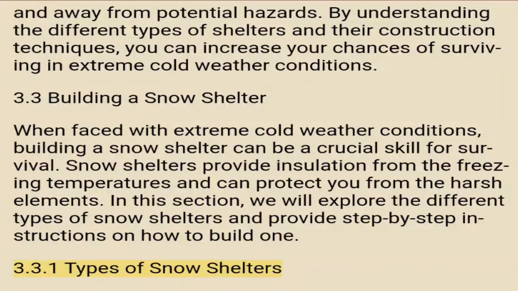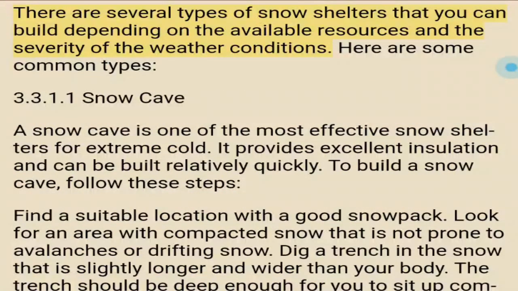one. 3.3.1 Types of snow shelters. There are several types of snow shelters that you can build depending on the available resources and the severity of the weather conditions. Here are some common types. 3.3.1.1 Snow Cave. A snow cave is one of the most effective snow shelters for extreme cold. It provides excellent insulation and can be built relatively quickly.